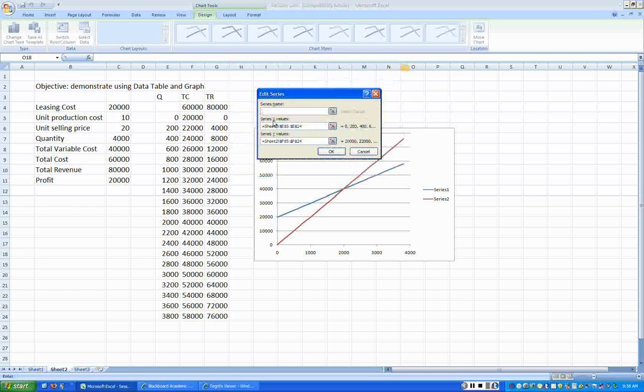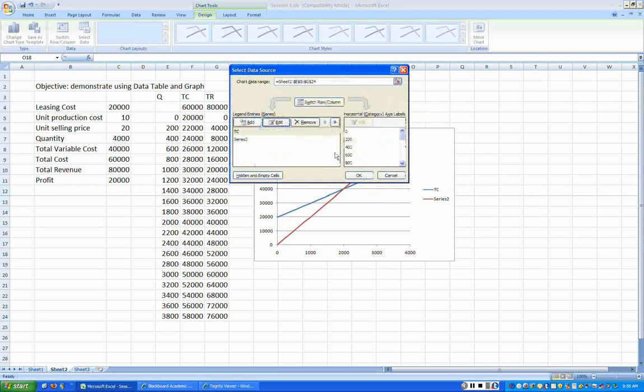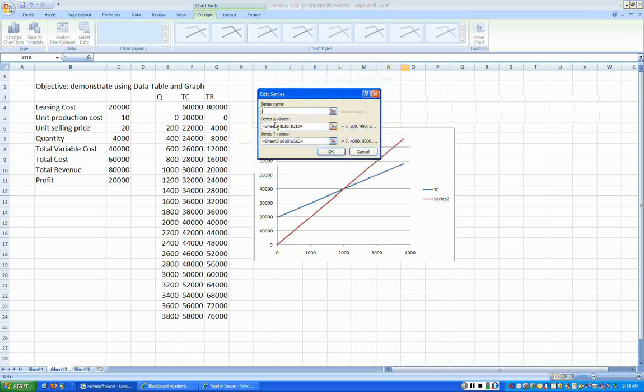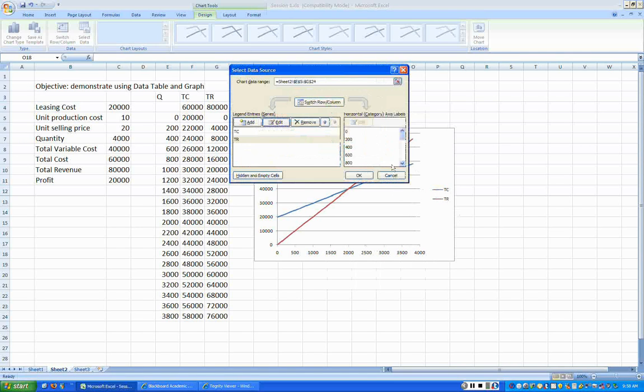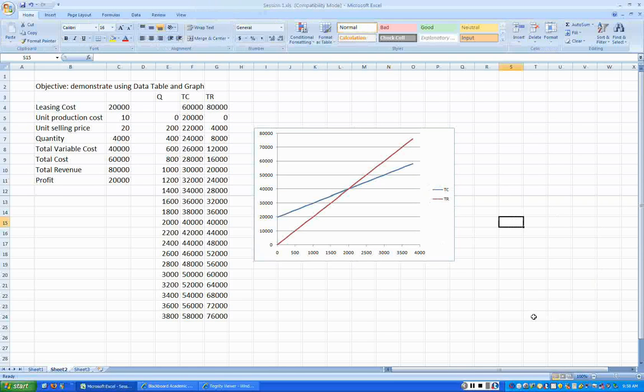Click series, edit one. So series name, series 1 is blue, which is the total cost. Then click on series 2, click edit. That name is total revenue. Once you do that, then you have that one. Click OK. So this is how you can have the graph.